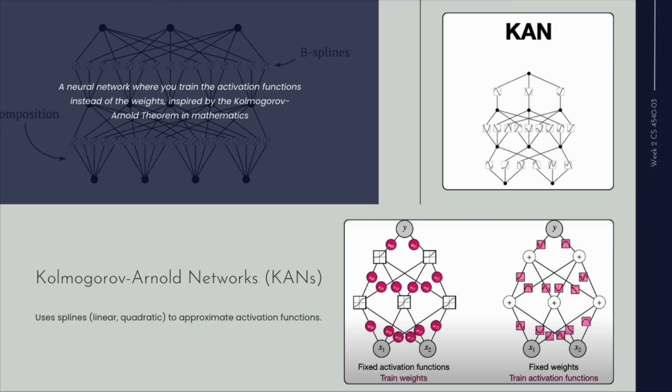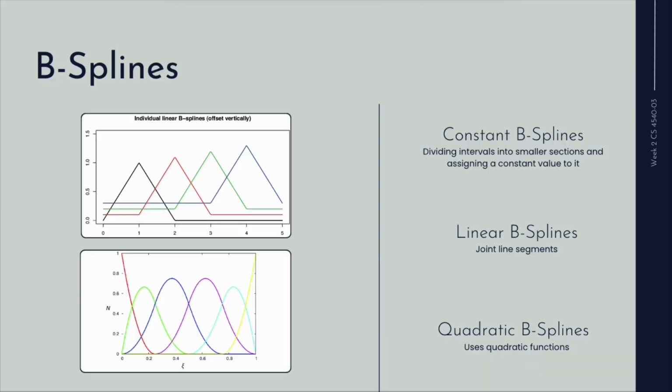However, it is hard to train functions because they have too many parameters, so we are going to simplify and express these functions with only a few parameters by using B-splines. B-splines are functions that we can add to approximate a function. There are different kinds of B-splines, such as constant, linear, and quadratic B-splines.